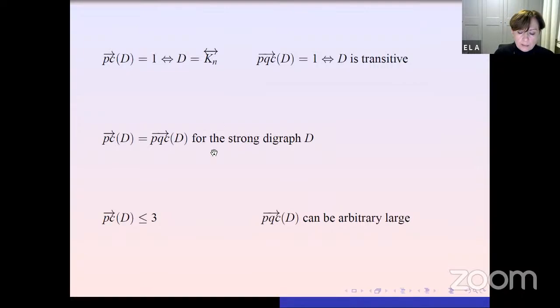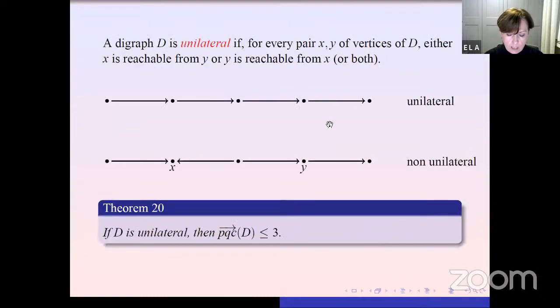If D is a strong digraph, then these two parameters are equal. Proper connection number is equal to proper quasi-connection number. We know that proper connection number is at most 3. However, we prove that the proper quasi-connection number can be arbitrarily large. I show this later. I only want to remark about this and some other properties of the proper quasi-connection.